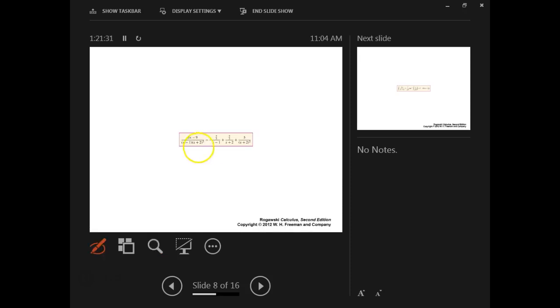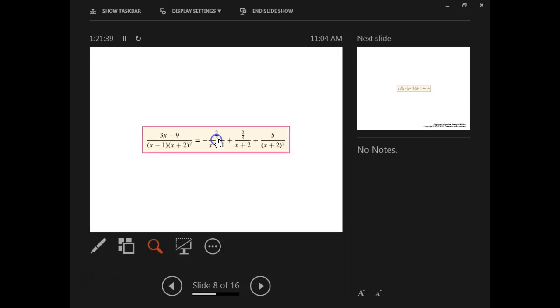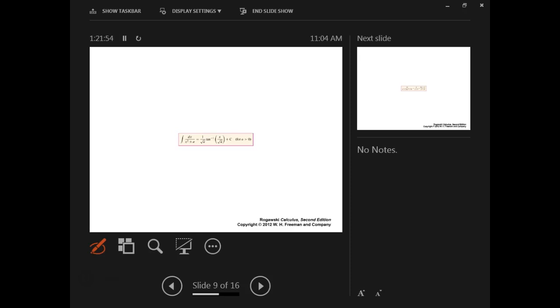And then this is their final translating the first integrand to the partial fractions, and that's exactly what we got as well, right? Okay. And then when they integrated it, but this is moving on to something else.